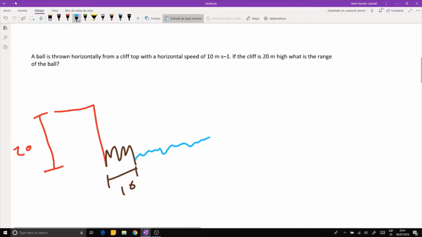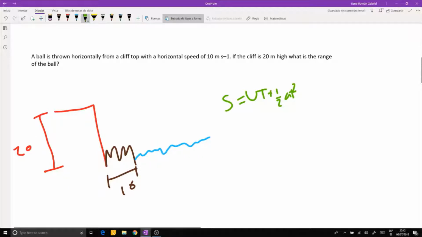So what we would do is first figure out the time, and we would do that by using the formula of S equals UT plus 1/2 AT squared.